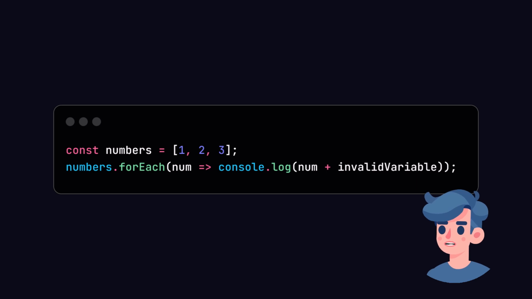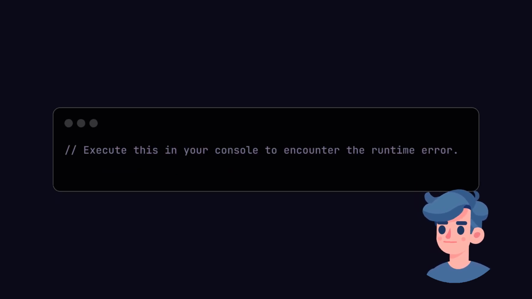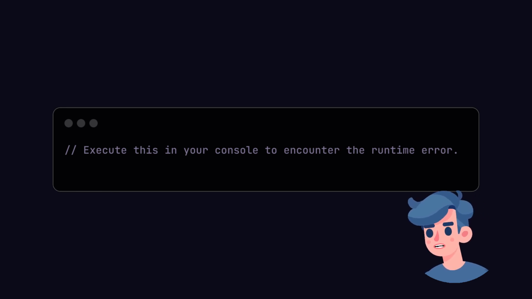Now that we've seen the syntax error, let's move on to runtime errors. These occur when the code is syntactically correct but fails during execution. Here's an example. Here, invalidVariable is not defined, which causes a runtime error when we run the code. Let's try executing it to observe the output.